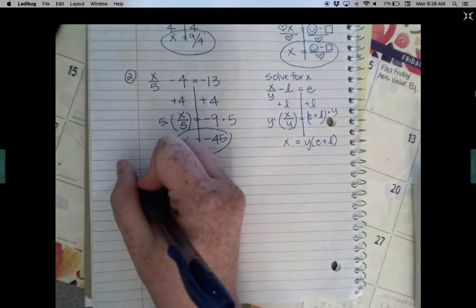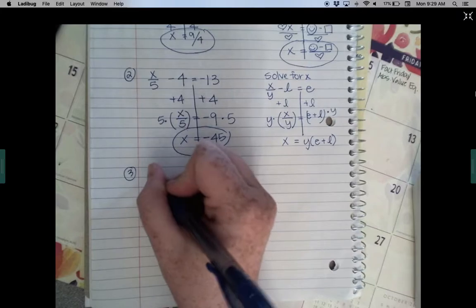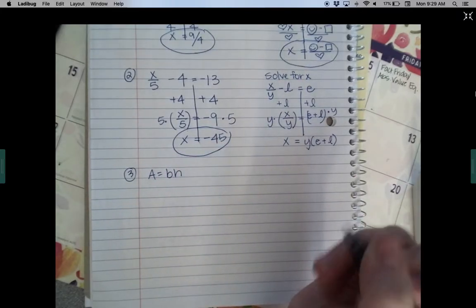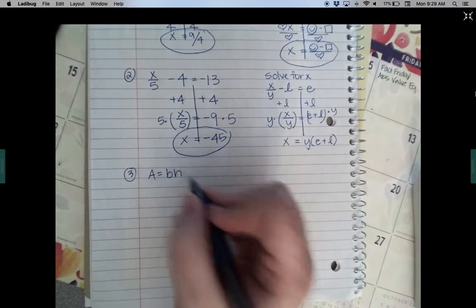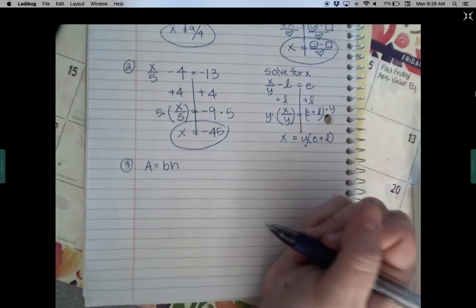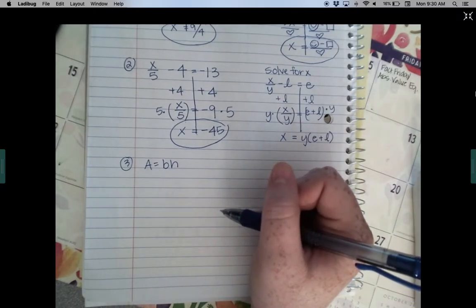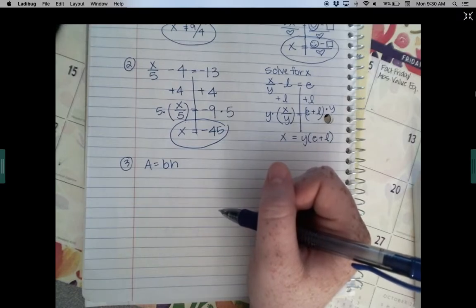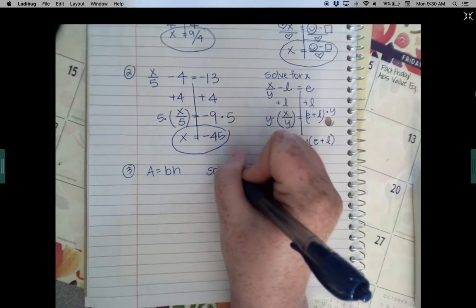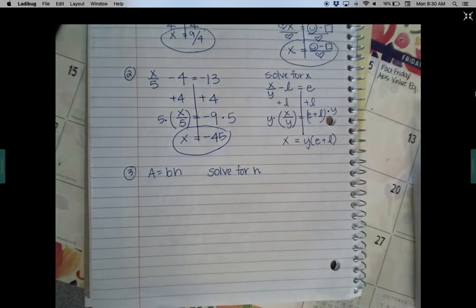All right. Let's do another example. We'll call this example 3. Why not? Okay, we're going to do A equals BH. A equals BH is the formula for area. But sometimes you're given the area and you need to find a missing dimension. So this time we're going to figure out how we would solve for h. I want you to solve that one for h.